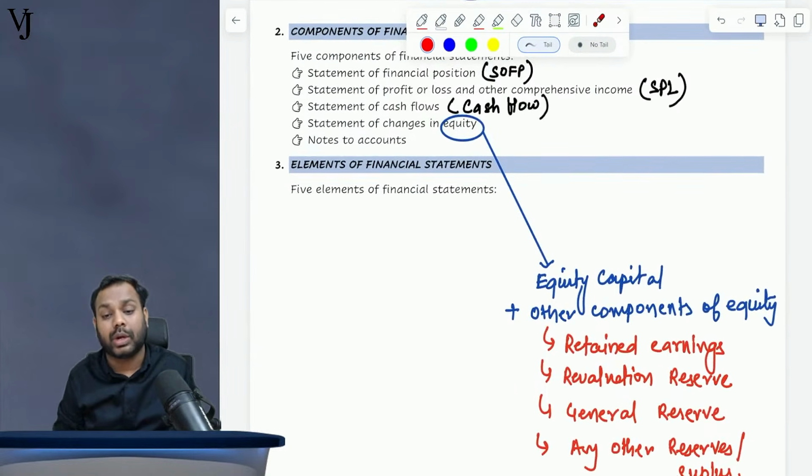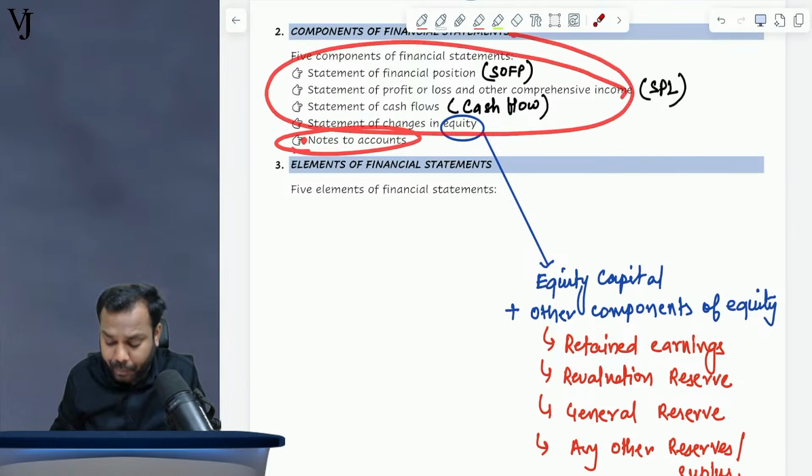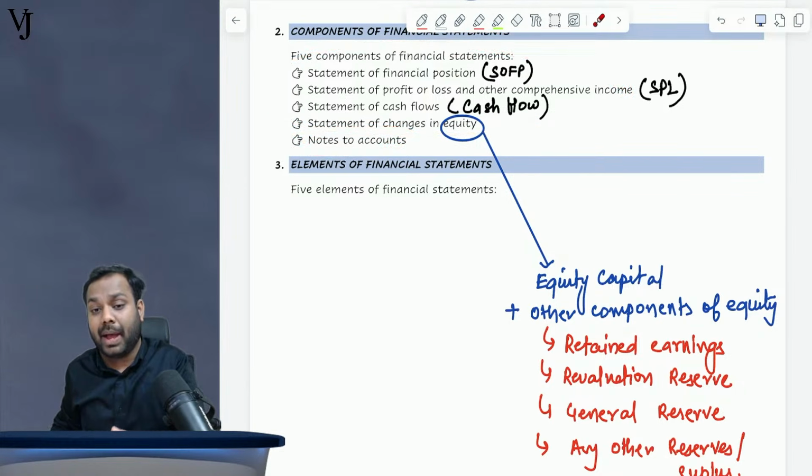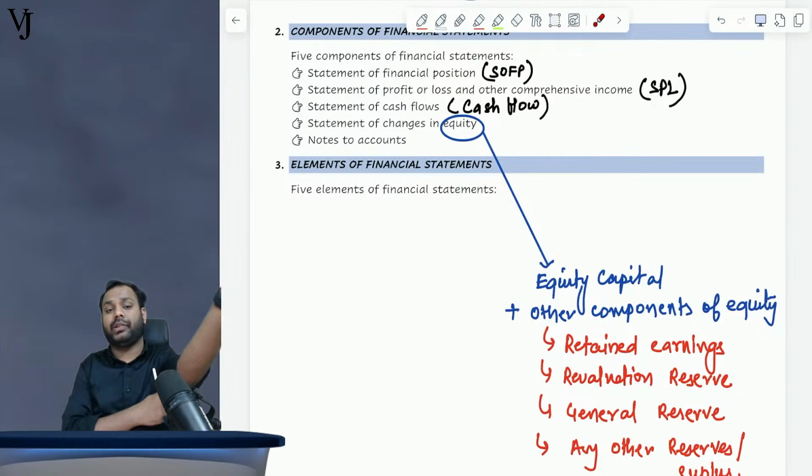Now coming to notes to accounts. Notes to accounts just elaborate or explain all these components in a better manner. This is what is called the components of financial statements.